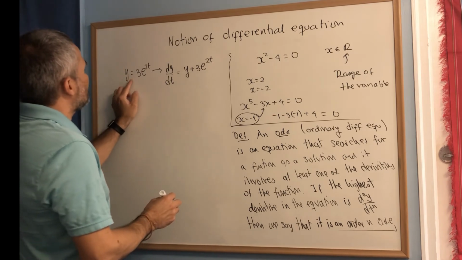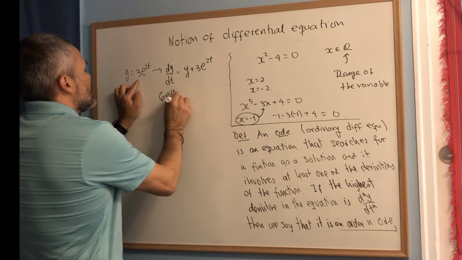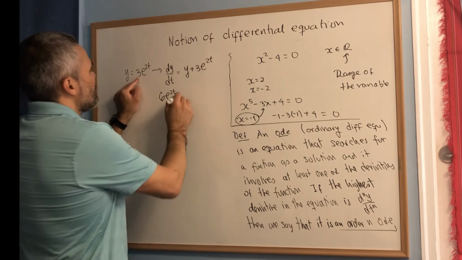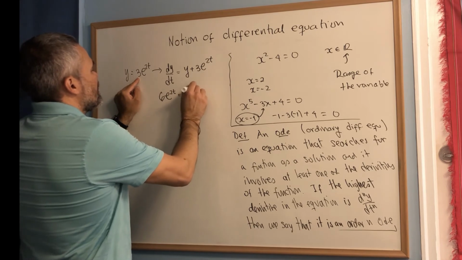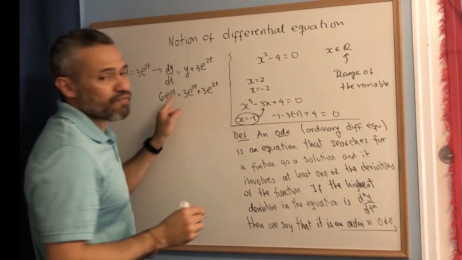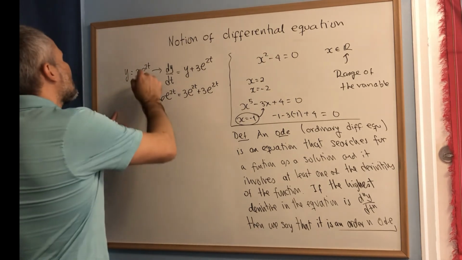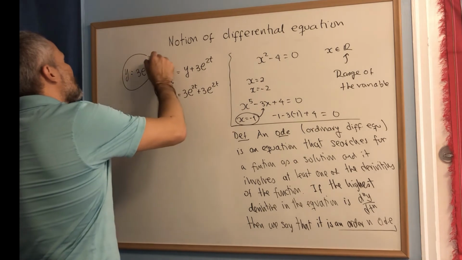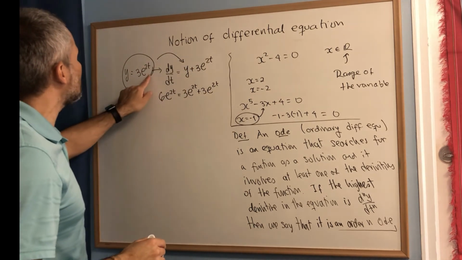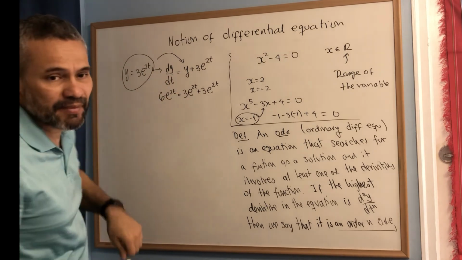Then it says take the derivative. The derivative of this function is 6 times e^(2t), and we want to check if this is equal to y, but y is 3e^(2t) plus 3e^(2t). Are these two functions the same? Yes, they are. That means that this function is a solution for this differential equation. We will see that there are infinitely many solutions, but this is one of them.